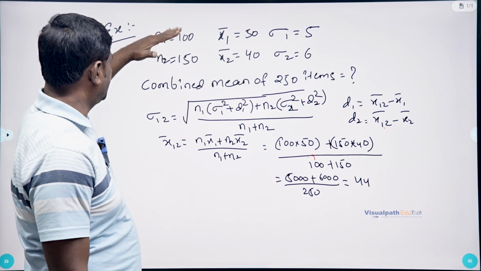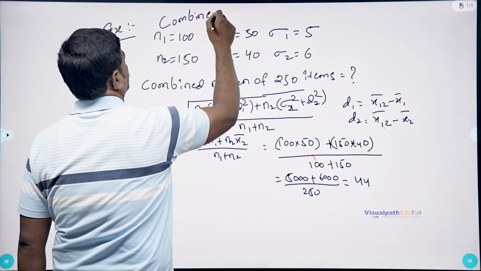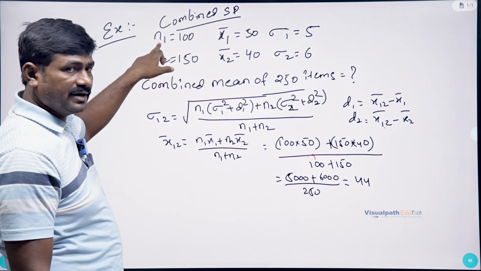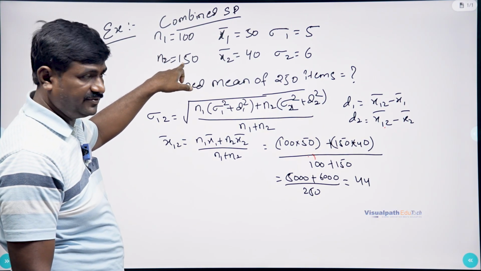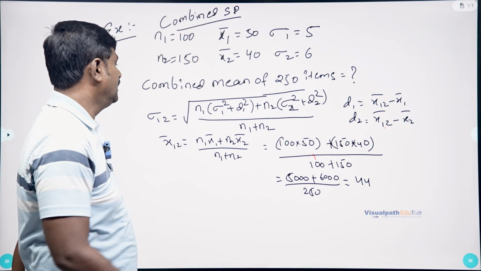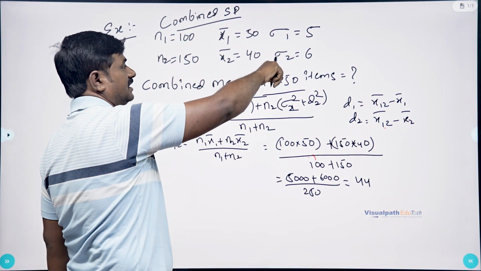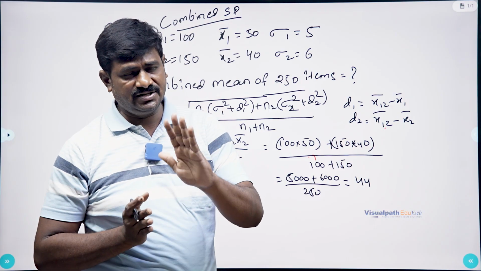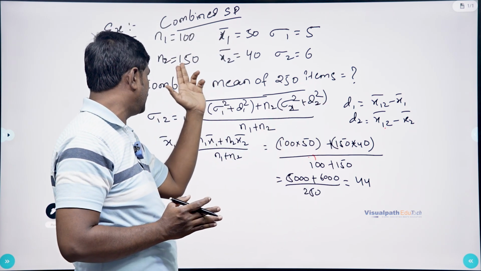Okay, take the example for the combined standard deviation. N1, the first group of observations, is 100, and N2, the second group, is 150. The mean of the first group is 50 and the mean of the second group is 40. The standard deviation of the first group is 5 and that of the second group is 6. So here we have the individual means and standard deviations of the individual groups. The first group contains 100 items and the second group contains 150 items.